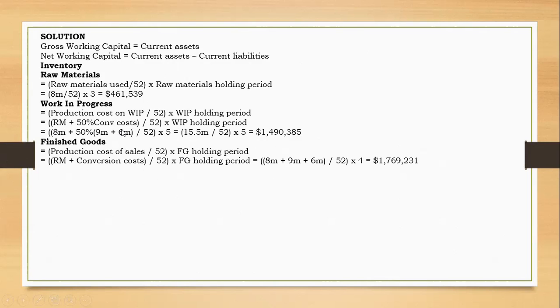So it's just like up here, but we do not take this 50%. So I will end up with 1,769,231. Then as for trade receivables, because we are done with the inventory, now for trade receivables.